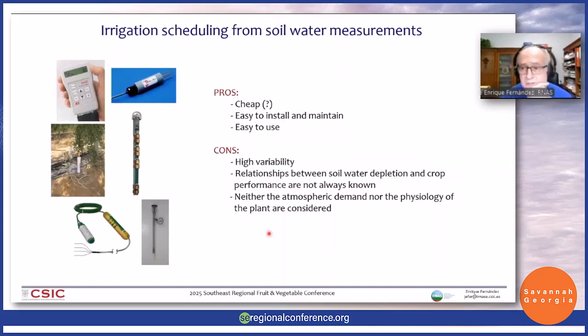So the advantage of this approach is that the sensors are usually cheap, not always. This is why I put the question mark, but usually. And they are easy to use, easy to maintain, so it's a quite user-friendly system. The main problem is the high soil variability. If you install two soil water sensors just a few meters away, one from the other, the outputs from the sensors can be quite different, and this is a limitation. Another limitation, of course, is that you are disregarding the plant physiology and the atmospheric demand. Also, sometimes you don't know the meaning of a particular output of the sensor. So you don't know, for instance, for 28% of soil water content, the impact that this particular data is going to have on the crop performance. So these are limitations of this approach.